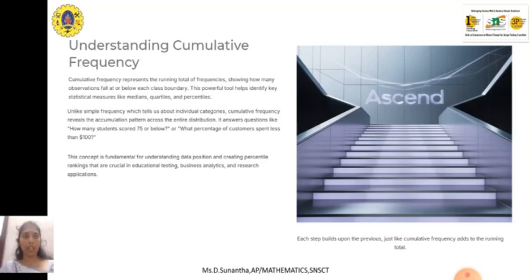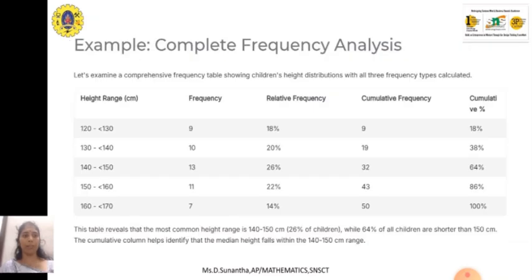It answers questions like how many students score 75 or below, or what percentage of customers spend less than $100. This concept is fundamental for understanding data position, and creating percentile rankings that are crucial in educational testing, business analytics, and research applications.